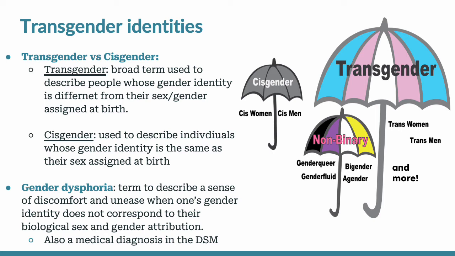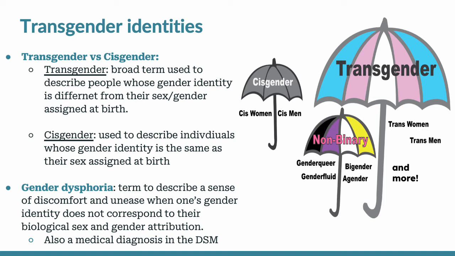Non-binary is another umbrella term to describe dozens of various gender identities that fall outside of the typical binary identities of man or woman. Common ones among this umbrella would be things like genderqueer, gender fluid, bigender, and agender. But there are many other labels.